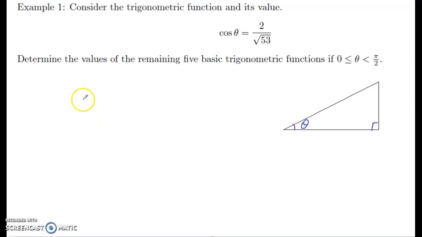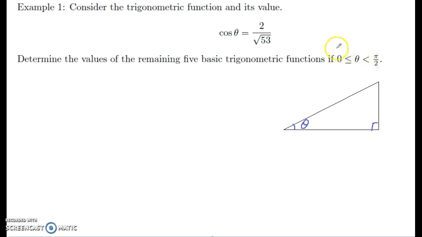Section P6, Trigonometric Functions. Example 1. Consider the trigonometric function and its value. Cosine theta equals 2 over square root of 53. We want to determine the values of the remaining 5 basic trigonometric functions if theta is in between 0 and pi over 2.